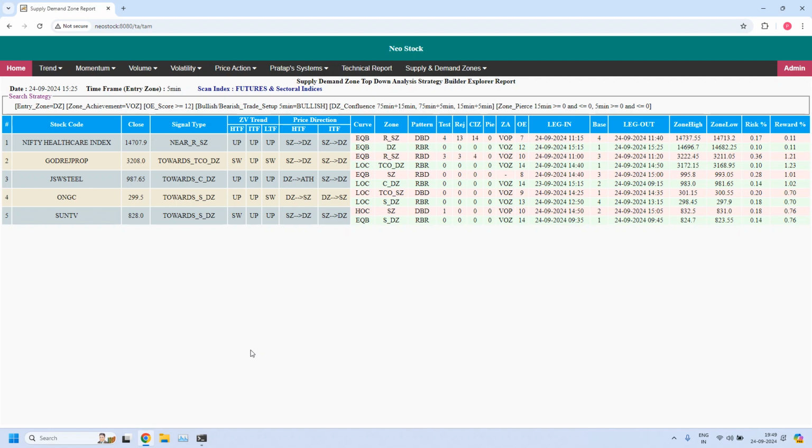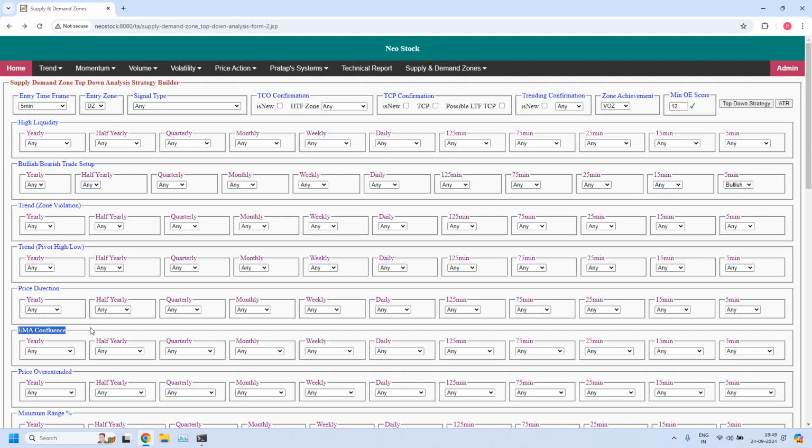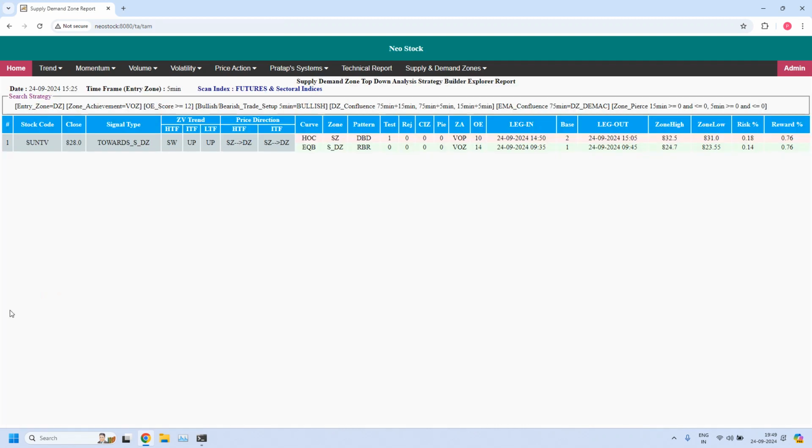That means the 5 minute zone is part of the 15 minutes demand zone. 5 minutes and 15 minutes demand zone together are again part of the 75 minutes demand zone. Except 2, the remaining 3 are uptrend. If any of these 75 minute zones are having EMA confluence, it is a high probability setup. In the EMA confluence, 75 minutes demand zone with the daily EMA confluence, we got only one stock, but it is sideways trend, so it doesn't give any additional advantage.